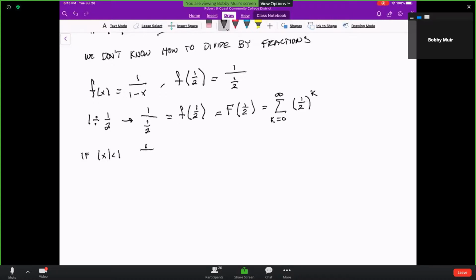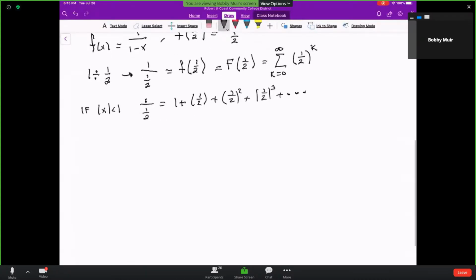1 over 1/2 is going to equal 1 plus 1/2 plus 1/2 squared, 1/2 cubed, and this goes on forever and ever. Okay. Now, again, in our pretend world here, we don't know how to divide by a fraction, but what we can do is we can approximate one over 1/2 as, let's say, equal to the sum. Well, let's do the first 4 terms right there.